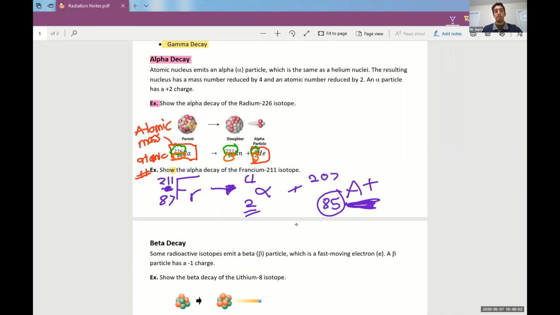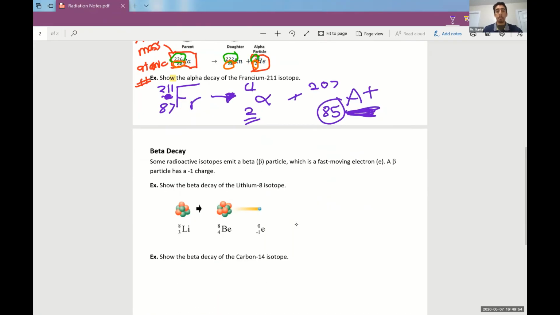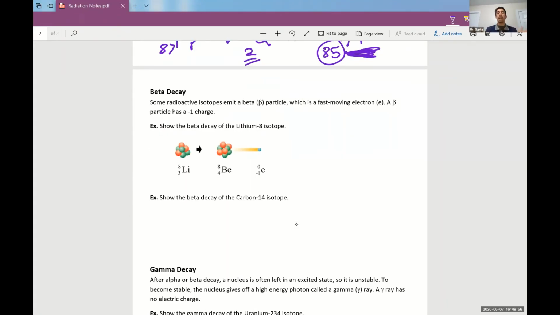Next, let's move on to beta decay. In beta decay, it's the same idea, but instead of emitting an alpha particle, the parent isotope is now releasing a beta particle, which is a fast-moving electron. A beta particle has a -1 charge. So let's look at an example.